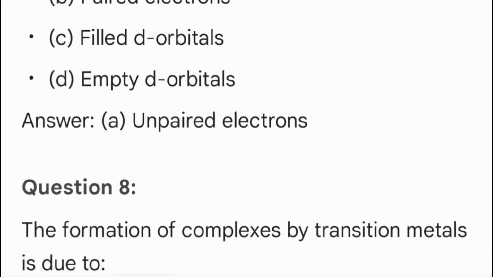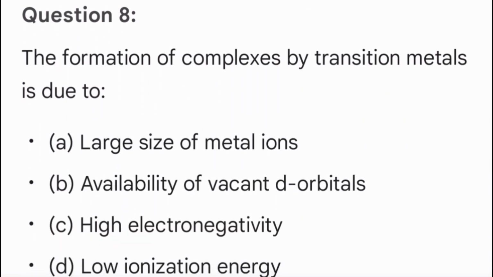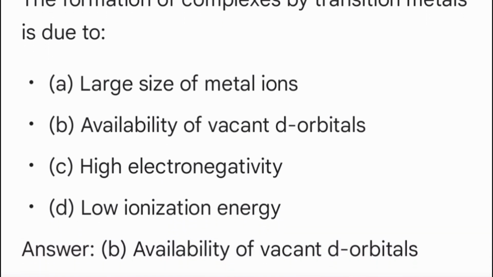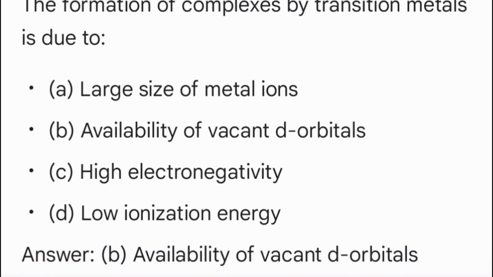Question 8. The formation of complexes by transition metals is due to A. Large size of metal ions. B. Availability of vacant d orbitals. C. High electronegativity. D. Low ionization energy. Answer. B. Availability of vacant d orbitals.